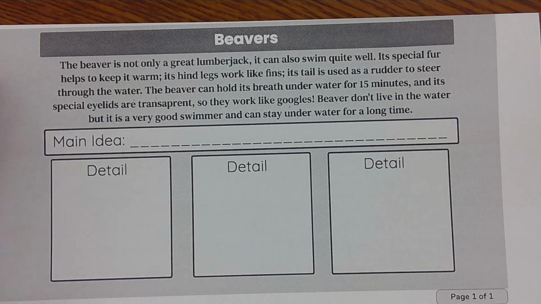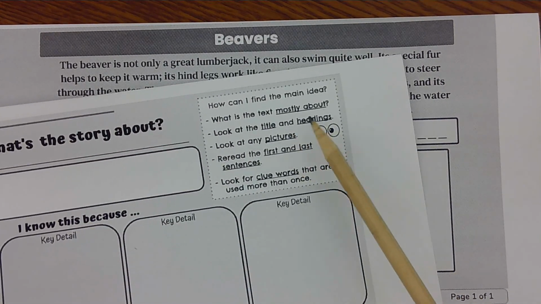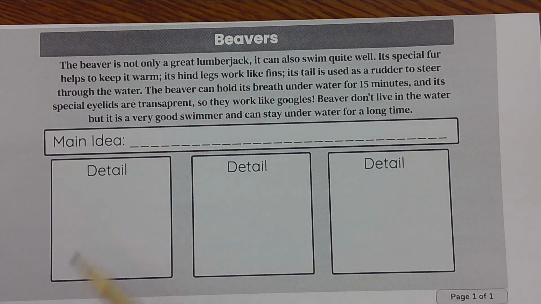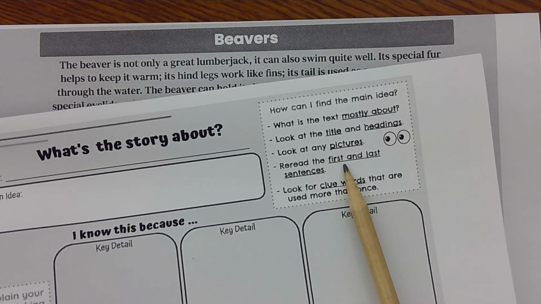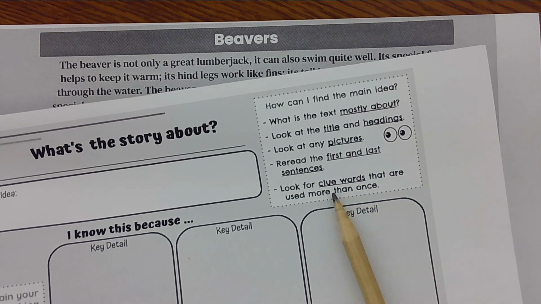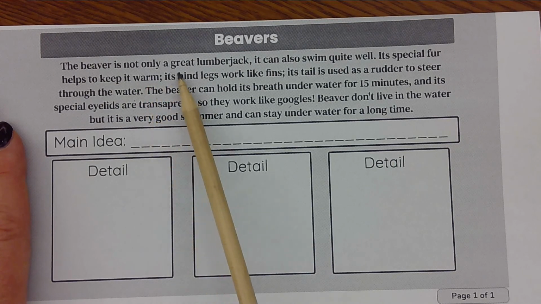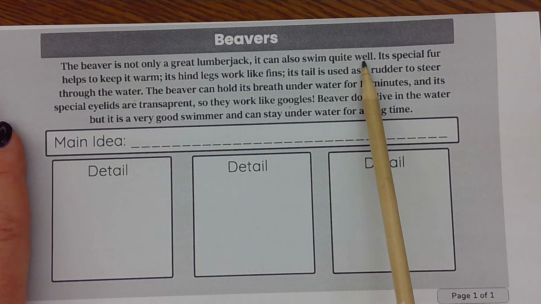Well, if I think back to this first web that I was showing you, I was trying to think about maybe the title or headings. I don't see any headings. When we read our astronaut story, we sure had some headings to give our brains that time to get ready to think about what that was going to be about. I saw a title. Let's reread that first or last sentence and maybe some words that we see more than once. So the first sentence says, the beaver is not only a great lumberjack, it can also swim quite well.